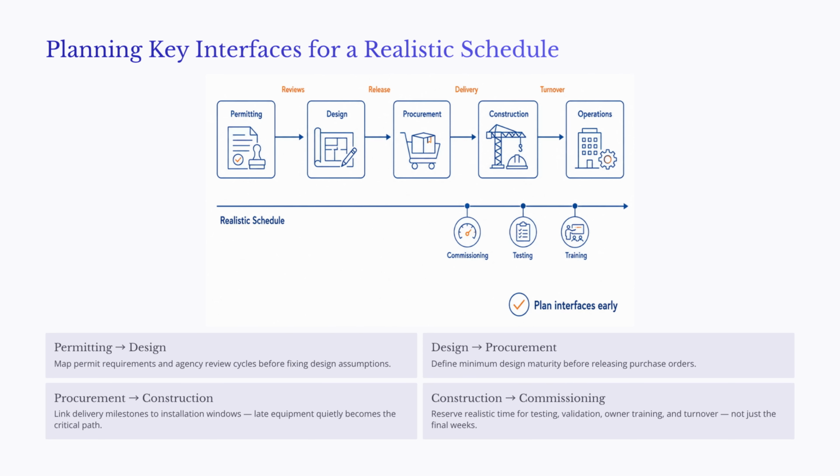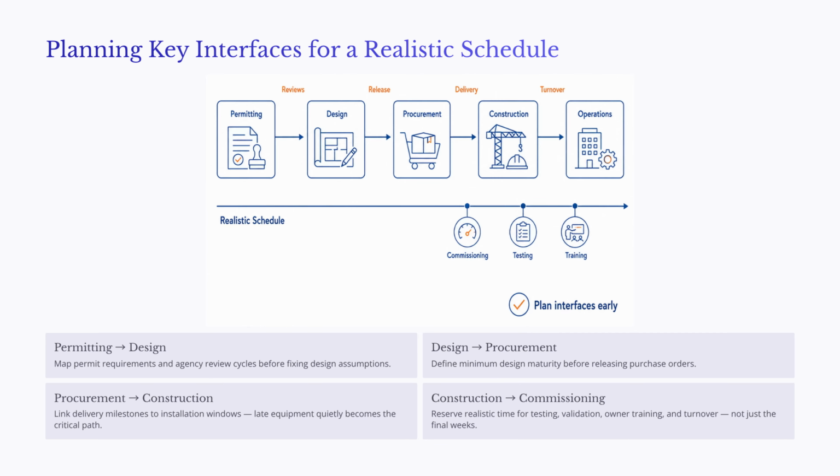The second interface is design to procurement. Purchase orders should be linked to a minimum level of design maturity. If procurement starts before the design basis is stable, the project may face revisions, delays, or added cost.